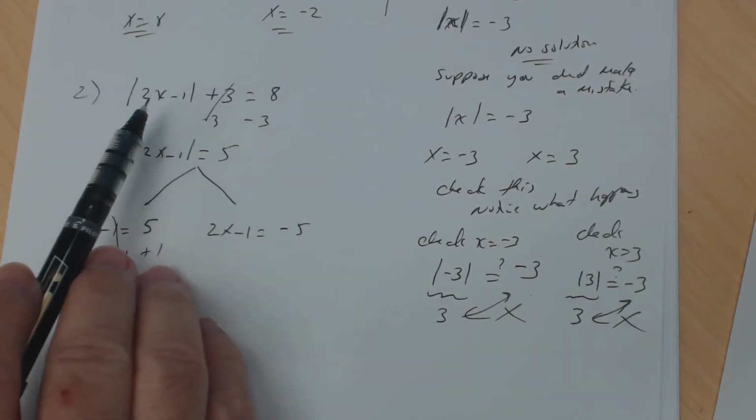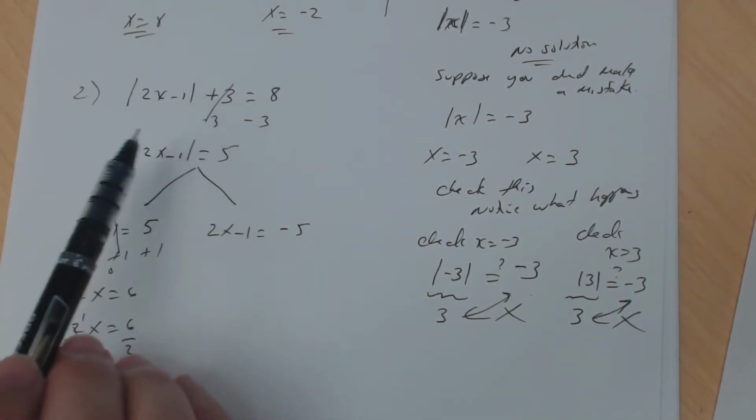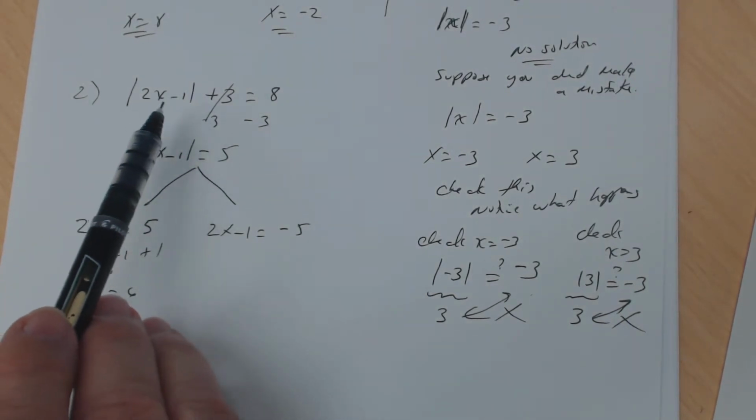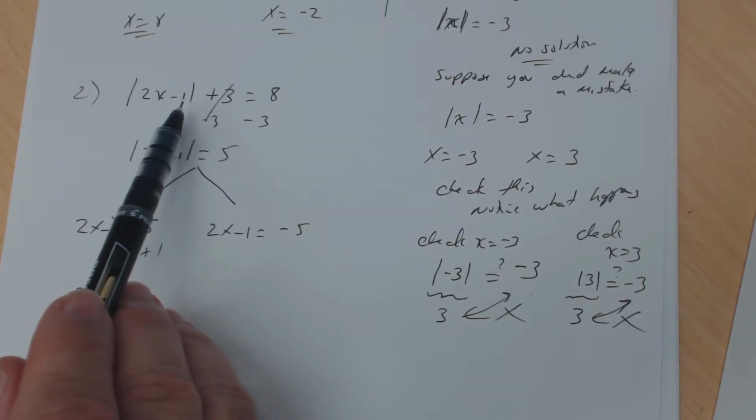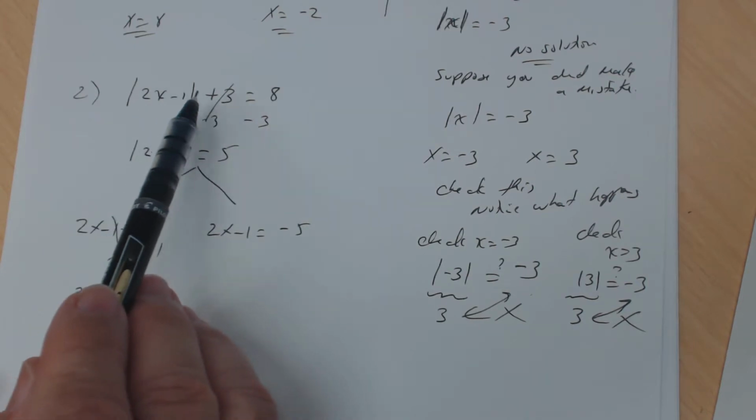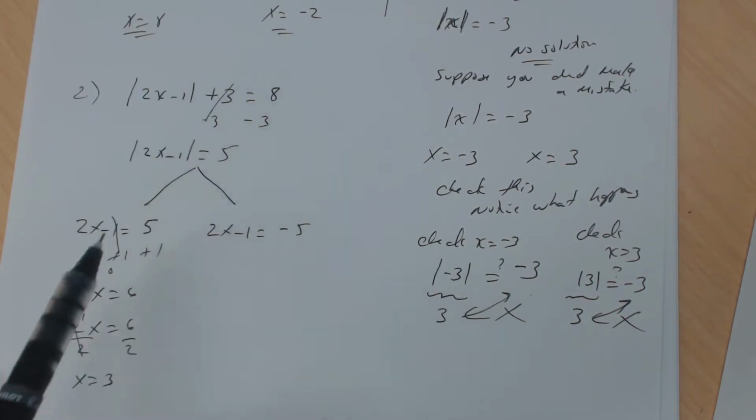And you can check this mentally. Remember, always go back to the original, because you could have made a mistake somewhere along the way. 2 times 3 is 6. 6 minus 1 is 5. Absolute value of 5 is 5. 5 plus 3 is 8. And that's what you wanted.